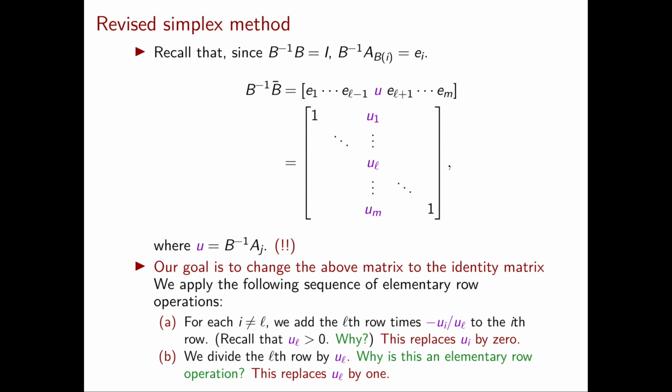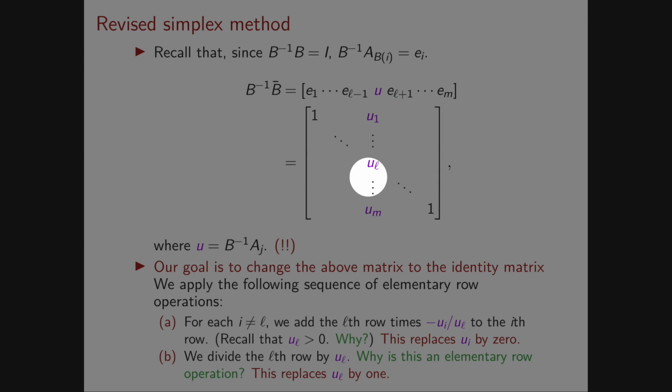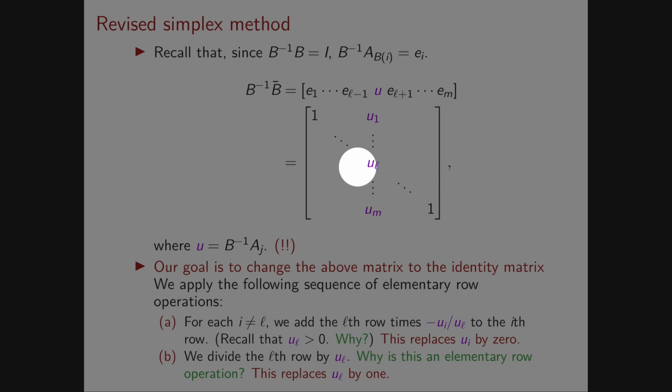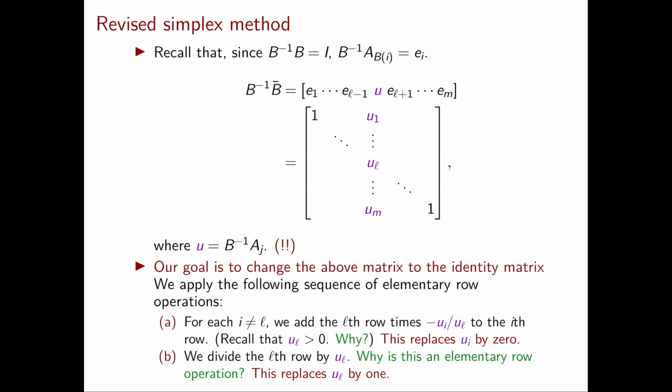Using this property, we can now proceed to zero out all the entries in the column except for UL. For example, how can we transform U1 into a 0? Everything we need to do is to pick the row L, multiply it by minus U1 over UL, and in this way we obtain a row that is 0 everywhere except for the lth entry, which will be equal to minus U1. At this point, if we sum it to the first row, we obtain the row that is 1 in the first entry and 0 everywhere else, which is exactly what we wanted.